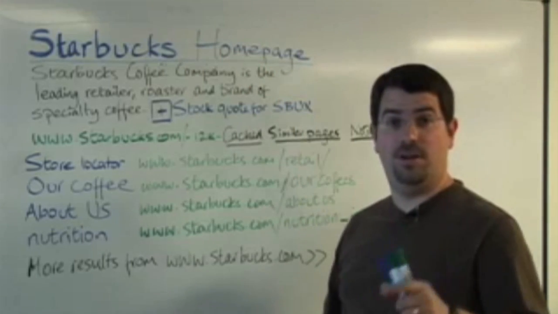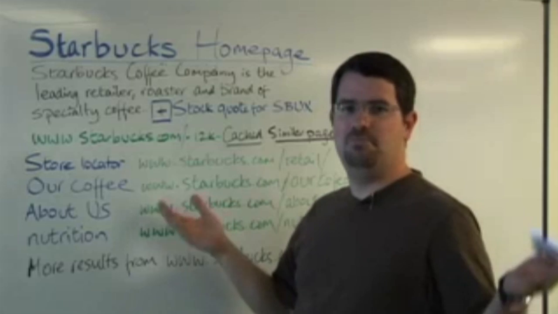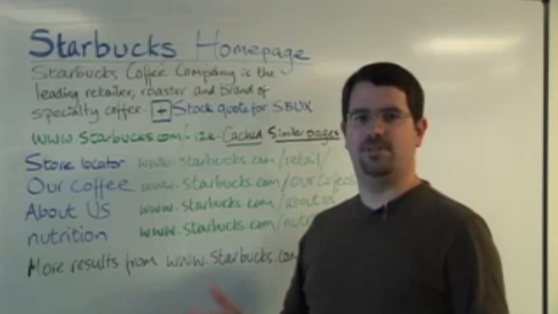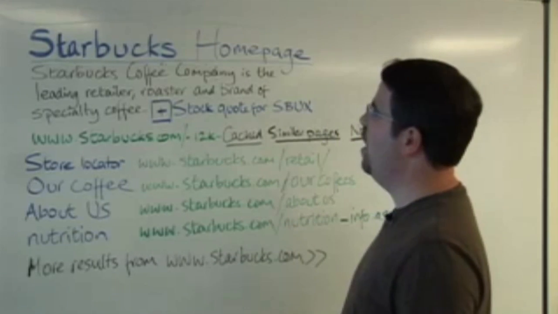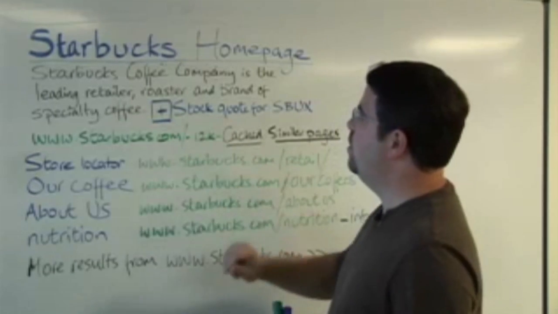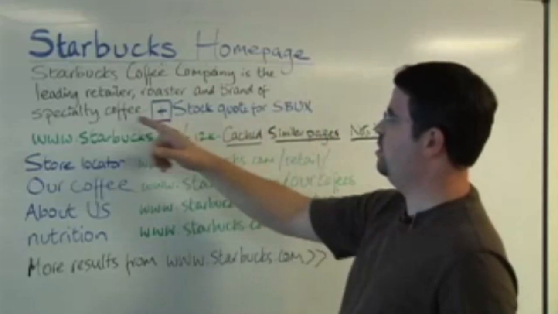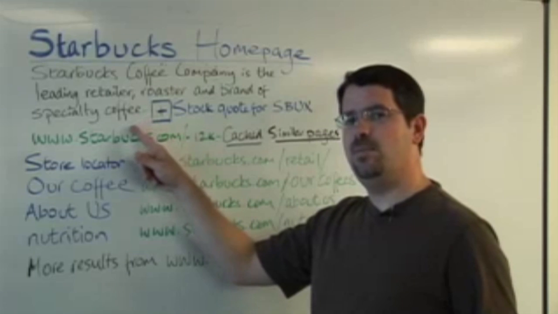And just a quick bit of SEO advice for Starbucks: a few people might search for "homepage," but I might say something like Starbucks coffee, because people are a little more likely to search for that. Anyway, enough of the free advice for Starbucks. The next thing that you see is something we call the snippet. In this case, it says Starbucks Coffee Company is the leading retailer, roaster, and brand of specialty coffee, and so on like that. Now, where does that snippet come from?